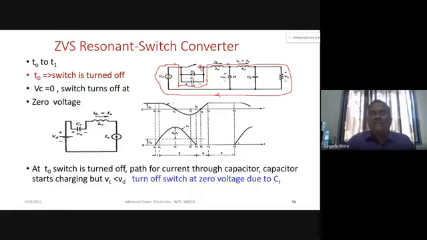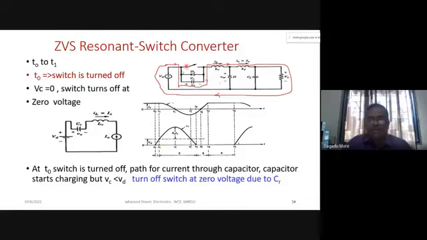And what is the path? Our switch is off, and the load current will be there. So the path of current will be from VD, through the capacitor CR, then LR, LF, the load, and it will go on like this. So this will be the path of current during T0 to T1.